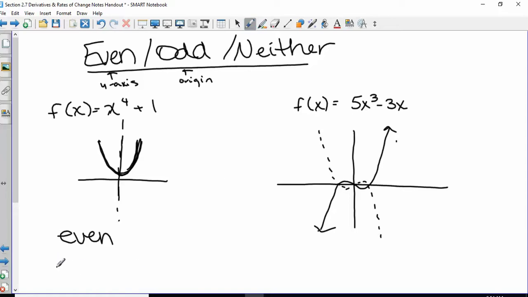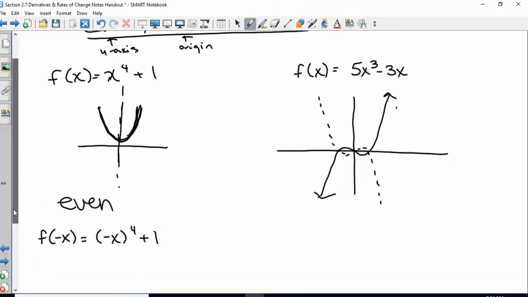So if you did that, if it's even, when you put in a negative, it gives you the original equation back. If you take a negative to the 4th power, is that positive or negative? So this gives me the same thing back, which means even. Odd was if you put in a negative, you get the exact opposite.